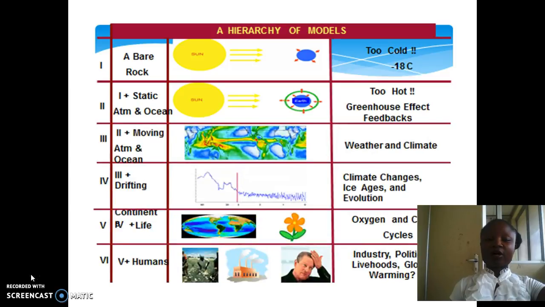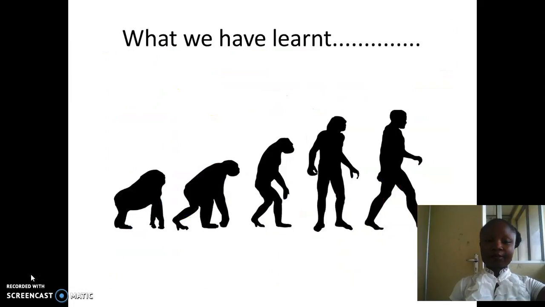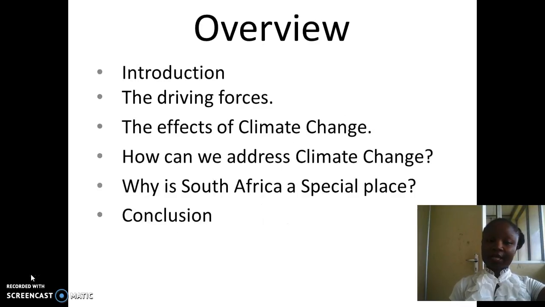On the hierarchy of our models, we are on number 6, which is the last part, under industry, politics, livelihoods, and global warming. If you remember, one of the most important things that we have learned from our previous talk, human evolution, is that a new species is now inhabiting our planet. And in this talk, we are going to look at how this new species contributes to climate change.